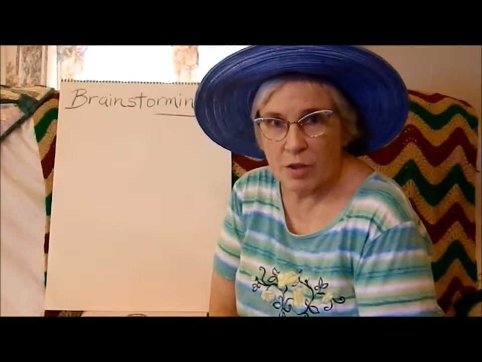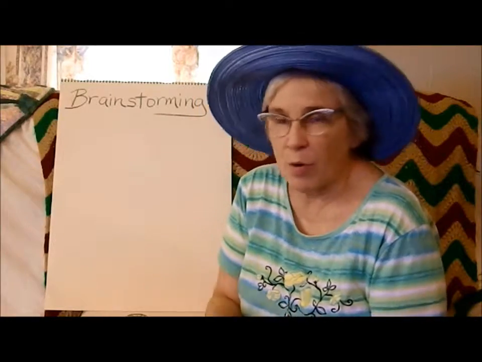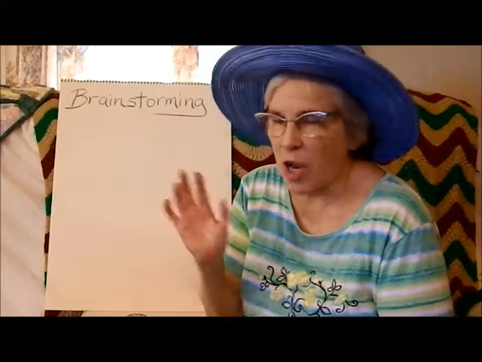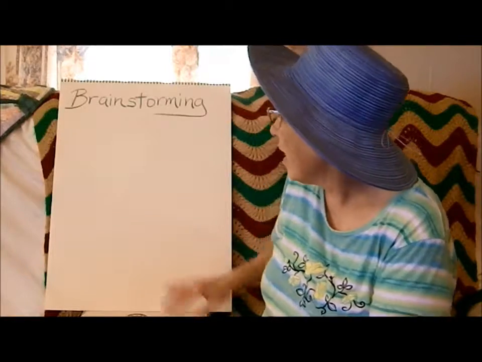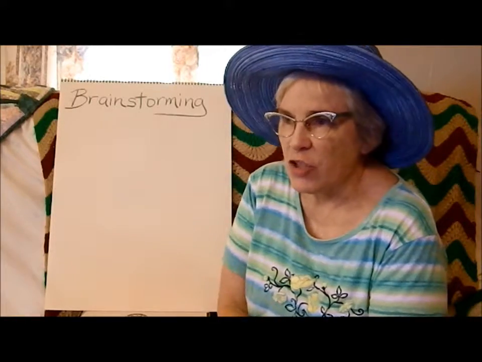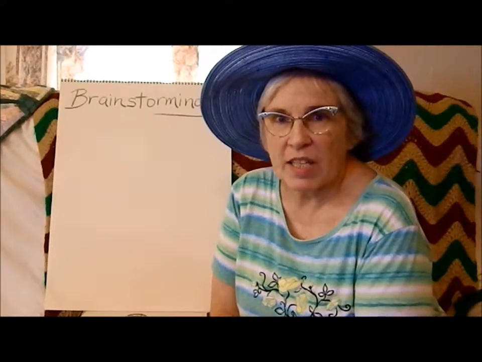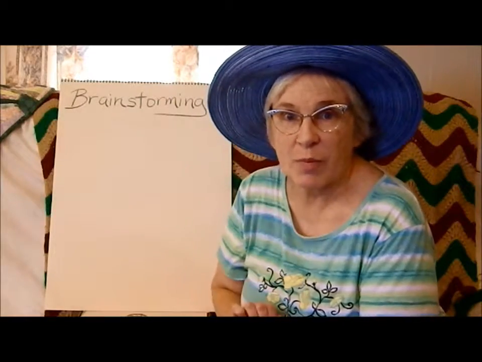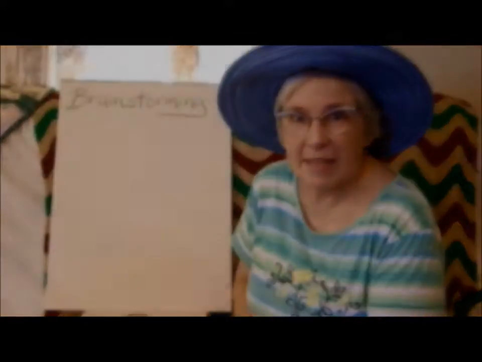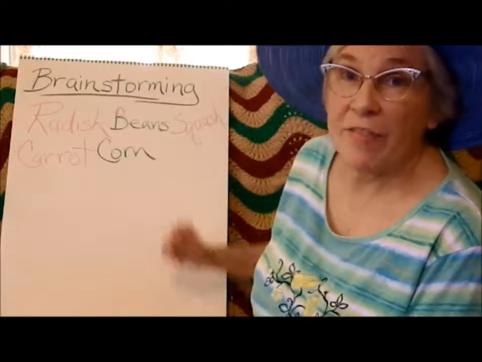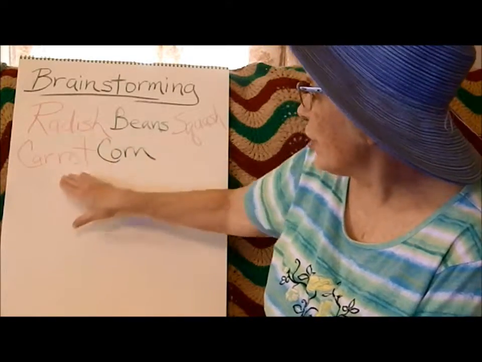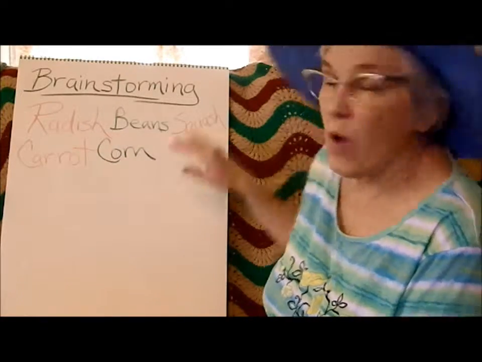Now what I want you to do is get yourself a piece of paper or pencil or chalkboard or whatever you've got to write on, and I want you to take just about a minute to see if you can come up with at least 5 vegetables and list them real quickly. Here are my 5 vegetables: radish, carrot, beans, corn, squash.